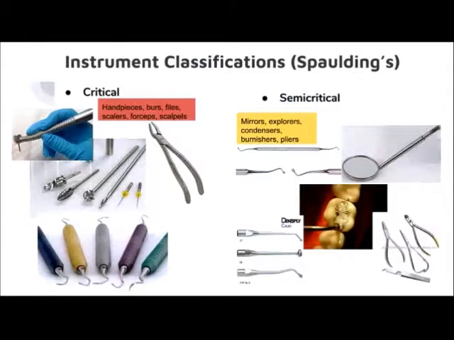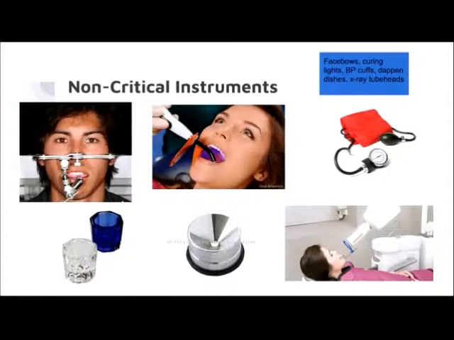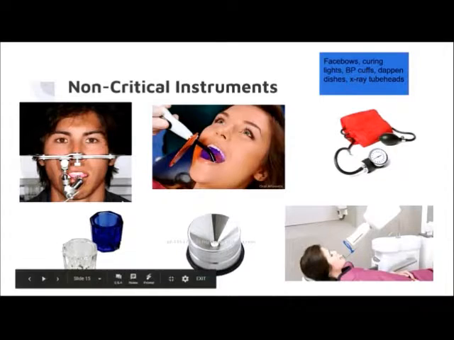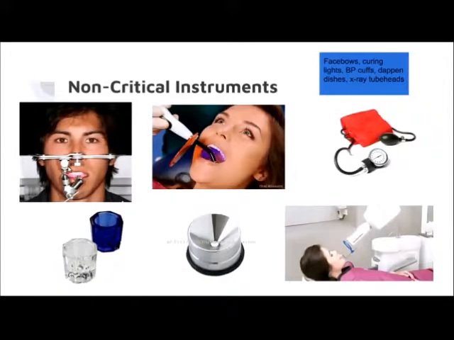Here are some visuals of critical and semi-critical instruments that we use in dentistry. Any burrs, any files, handpieces are all considered critical instruments and therefore have to be heat sterilized in between patients. And some examples of non-critical instruments: this is a face bow, a funny looking contraption used when we are making dentures for patients most of the time. And then some other things that we touch but don't put in the mouth.